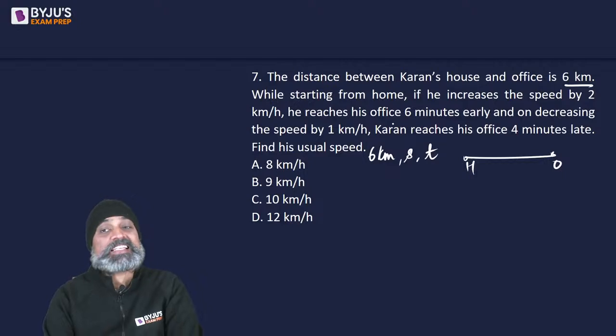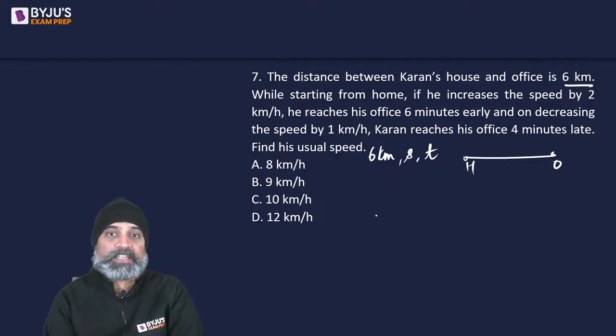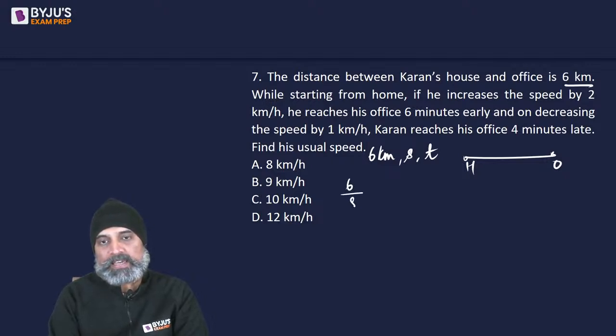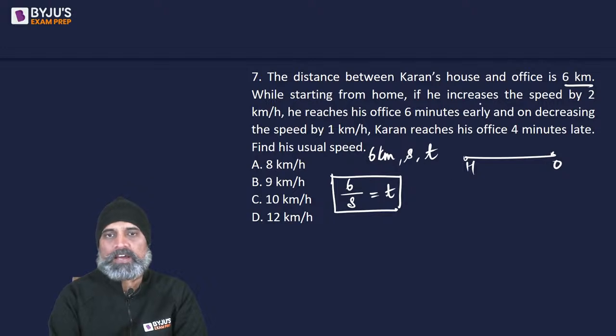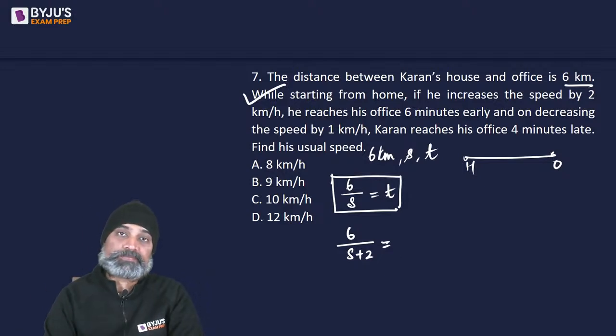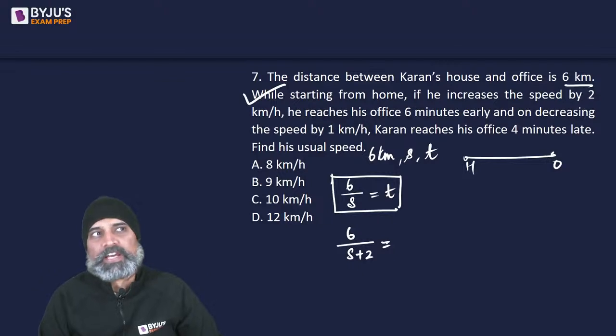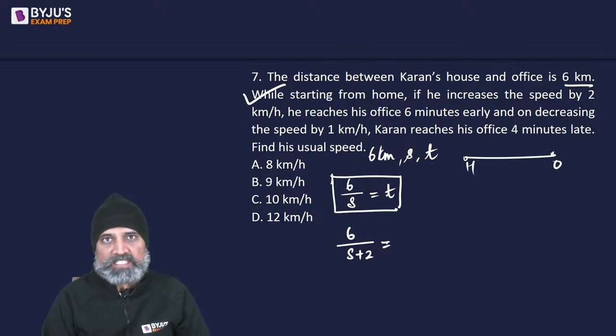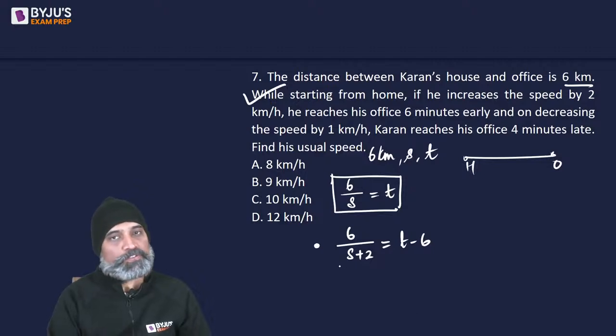Now, if he increases his speed by 2 km per hour, he reaches his office 6 minutes early. So, can we write 6 by S is equal to T? Normal, standard. Now, if I read the second statement of the question, it says that if he increases that speed by 2, he doesn't take T time, he reaches there early, right? Now think about it. In a fraction, when the denominator increases, the value of the fraction decreases. That means earlier he took T time, now he will take less than T. So he reaches there 6 minutes early. So this is from the first statement.